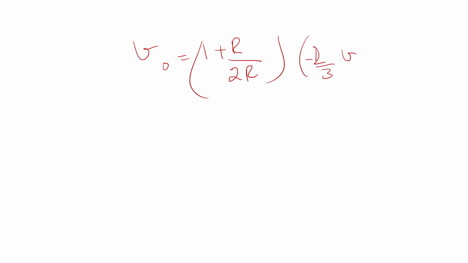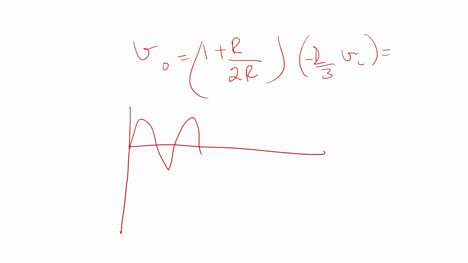Then by applying this in the equivalent circuit, we will have V0 is equal to 1 plus R divided by 2R into minus 2 by 3 Vi. Now, when operational amplifier 1 gives the output, the input signal is fed to operational amplifier A2, and hence this is the input signal.